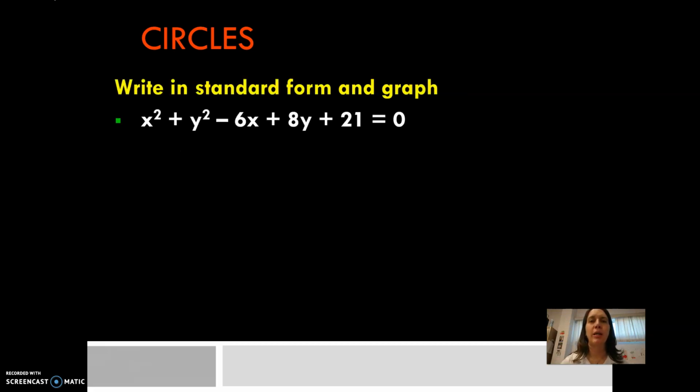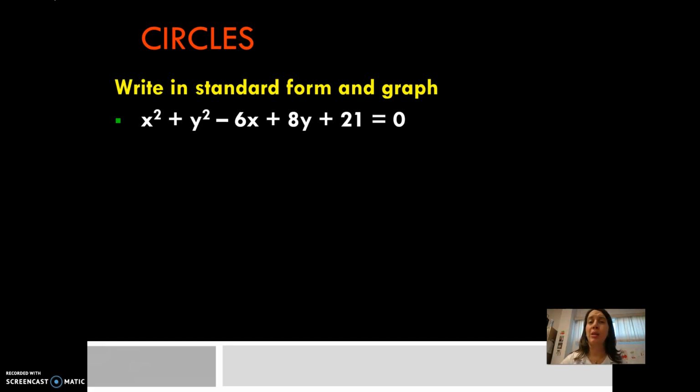So here's our first equation. X squared plus y squared minus 6x plus 8y plus 21 is equal to 0. If I gave you that equation and asked you to graph it, there's currently nothing that you can do. You don't know where the center is and you don't know what the radius is. So we have to work through that idea of putting it into our standard format.